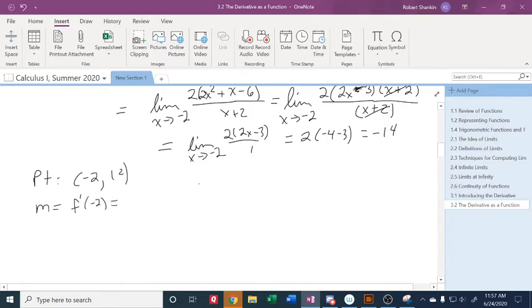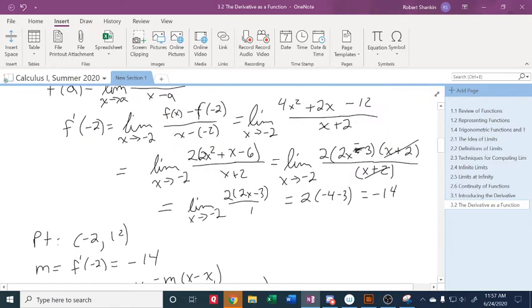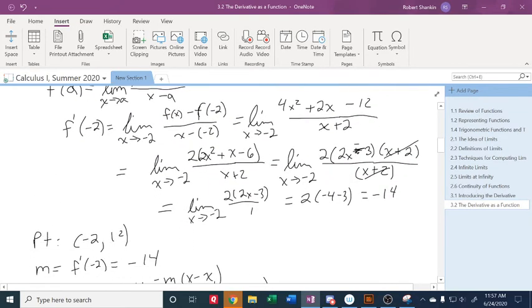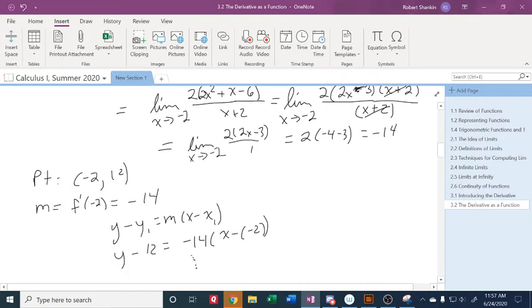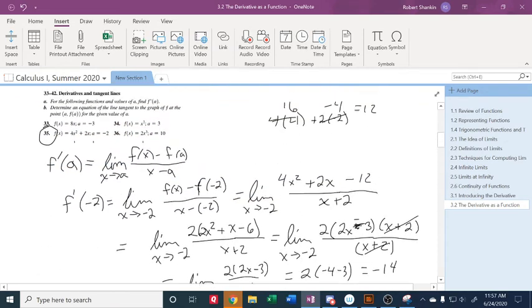Which I just determined was -14. And then I plug that into y minus y1 equals m times x minus x1. So y minus 12 equals -14 times x minus -2, and then I'd simplify that down. Okay. Does that answer the question for 35? Everybody okay with that? Any questions?